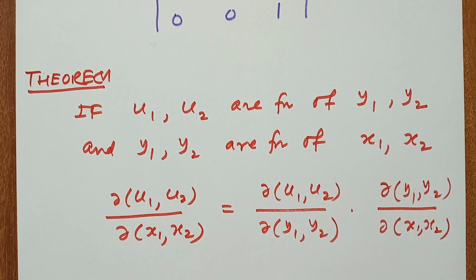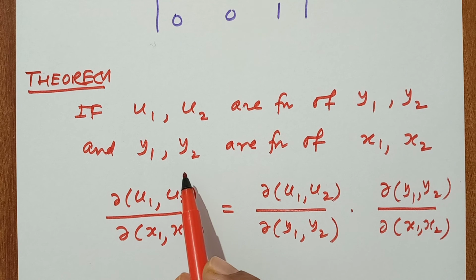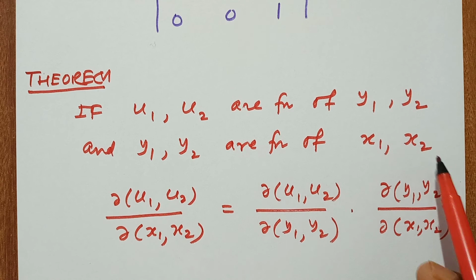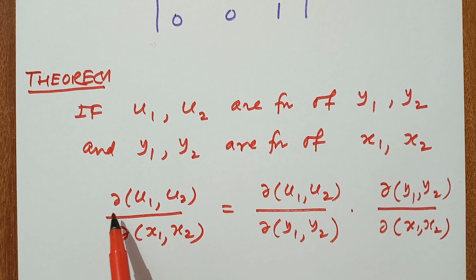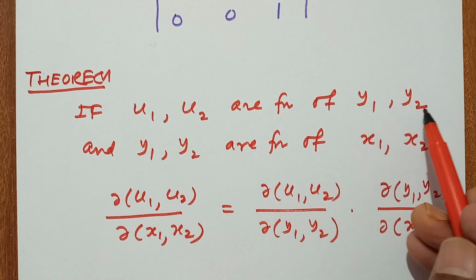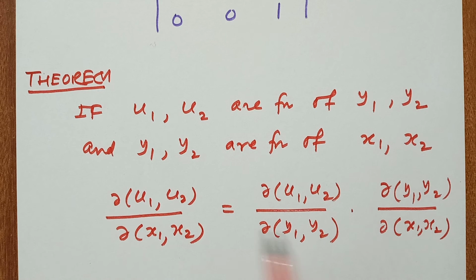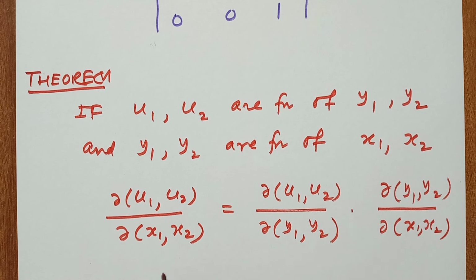Again, an important property of Jacobians: if u1 and u2 are functions of y1, y2, and y1, y2 are functions of x1, x2, meaning u and x are composite functions. Then the Jacobian of u1, u2 with respect to x1, x2, ∂(u1,u2)/∂(x1,x2), is equal to, first we calculate the Jacobian of u1 and u2 with respect to y1 and y2, times the Jacobian of y1 and y2 with respect to x1 and x2. So this is a very important property.